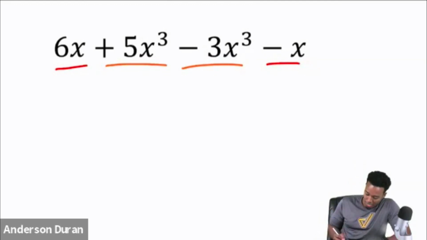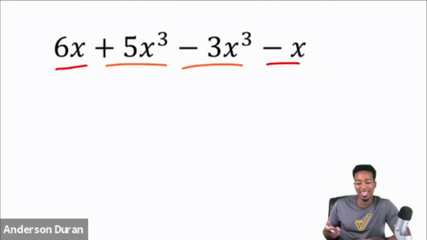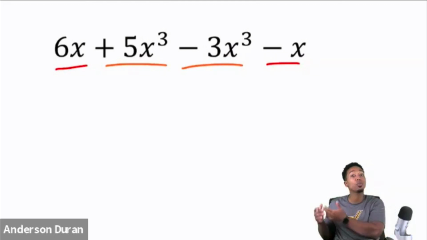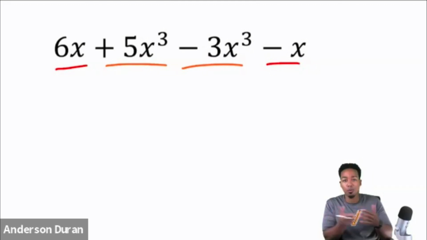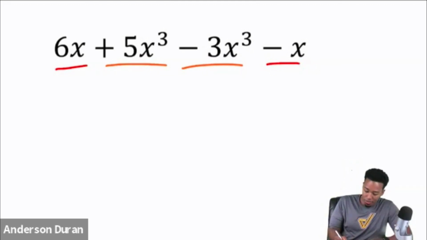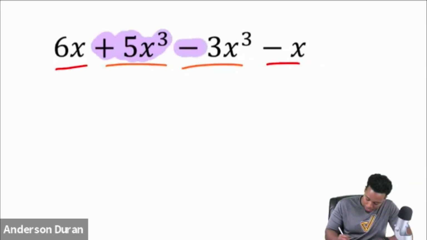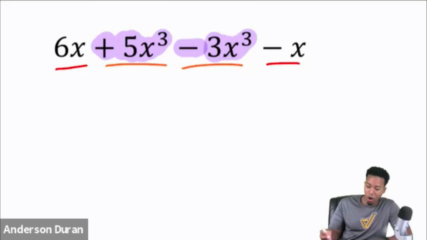Typically what you want to do is take care of the higher exponents first, because at the end you want to put them in order from biggest to smallest. So it might be a good idea to start off with the bigger exponents and then work your way down. So we have 5x cubed, negative 3x cubed. I'm going to use purple. We've got a positive 5x cubed minus 3x cubed. So everybody, 5 minus 3, what's that going to give us?